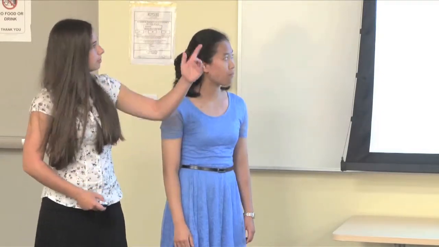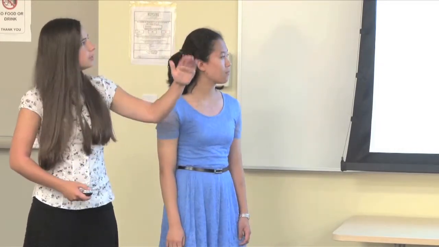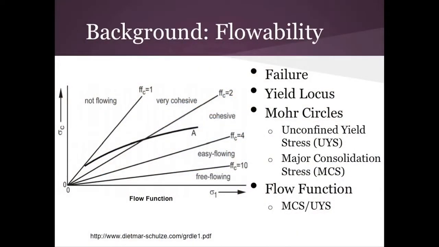From the yield locus line, which is the blue line up there, we can determine the unconfined yield stress and the major consolidation stress, also known as the major principal stress. This can help us find the flow function, which helps us find the flowability. If you see the yield locus there, you can take the points tangent to it. The first one goes through the origin, and that gives you the unconfined yield stress. The second one goes through the pre-shear point, and again is tangent to the yield locus, and that gives you the major consolidation stress.